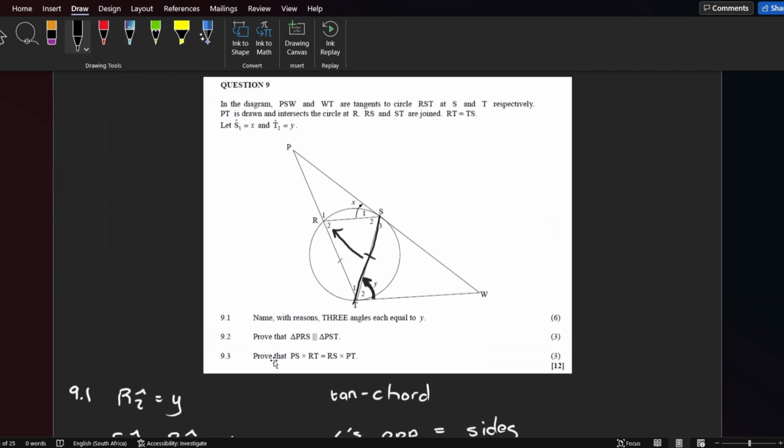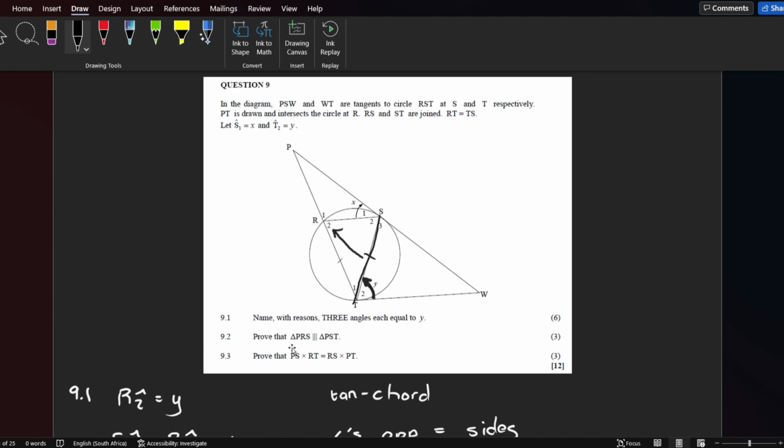On to our last question, 9.3. They're asking us to prove that PS multiplied by RT is equal to RS multiplied by PT. Now, a lot of students, when they see a question like this, especially involving products of sides, start to stress and are not sure what to do, and they get stuck very easily. However, remember that all questions are a build-up of each other most of the time.